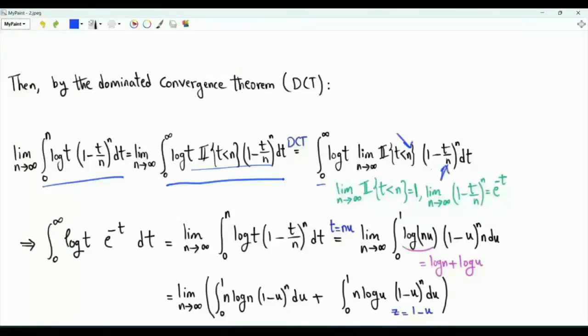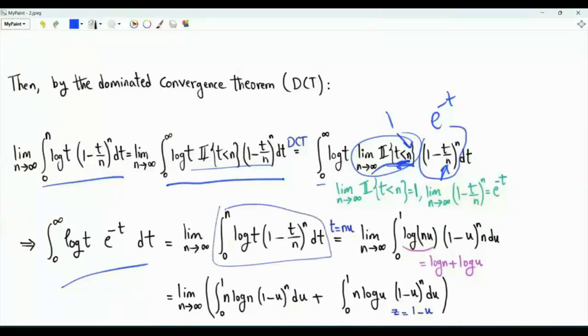We have n here and there. To evaluate this limit, note that t is held constant because we are taking the limit first, so t is a positive real number. As n gets larger and larger, this condition will eventually be true no matter how large t is. So the limit as n tends to infinity of this indicator is equal to 1. For this term here, the limit as n tends to infinity is e to the minus t. This is 1, this is e to the minus t. Now we have the integral of interest equal to the limit as n tends to infinity of this integral.